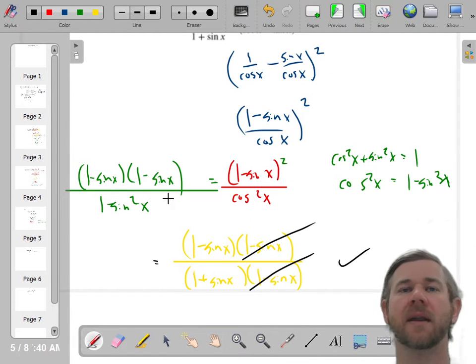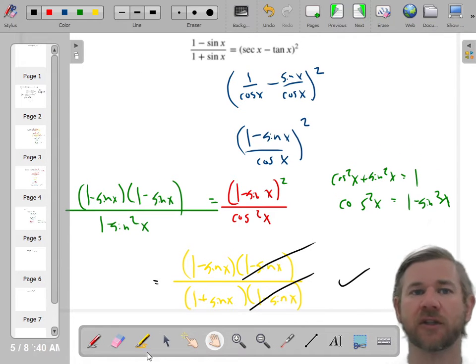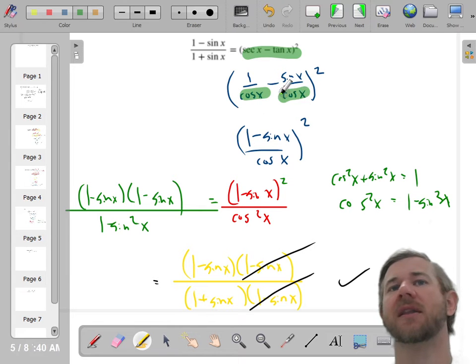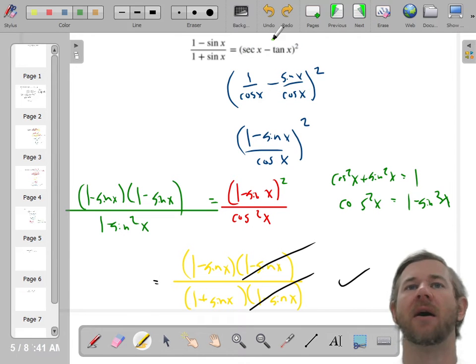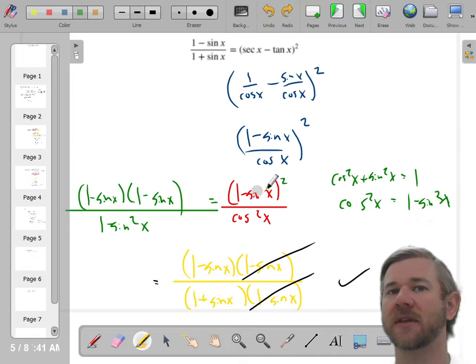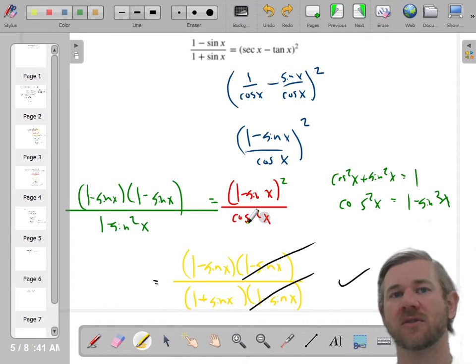That's the end. All right, so let me go through that again, because that was kind of a big jump. First thing I did was I got common denominators. They're both over cosine, so that was easy. And that was 1 minus sine over cosine. Now, that whole thing's being squared. So the numerator is just that squared. But the denominator, cosine times cosine, is cosine squared.